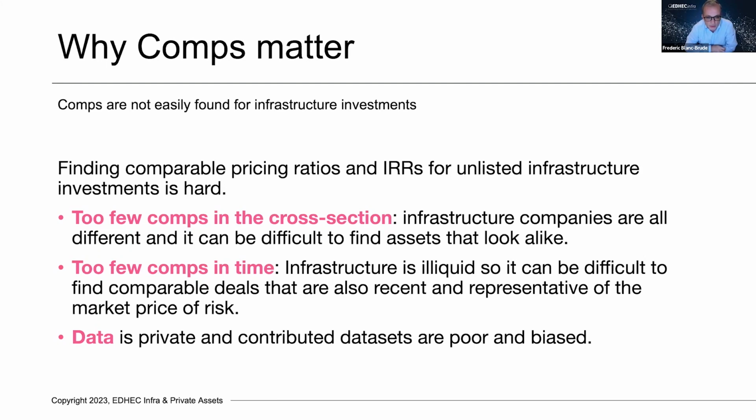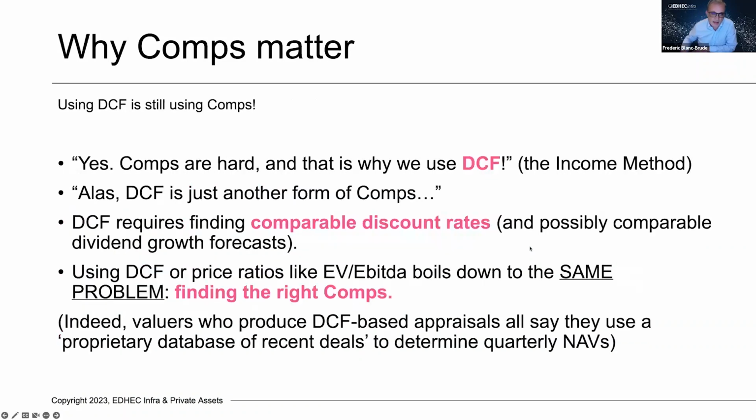So if you start from there, you might think, okay, well, we don't use comps. And that's actually probably why we had such a low level of answers to the second option. Now, yes, comps are hard, and that's why we use DCF, the income method. Alas, I'm afraid that DCF is just another form of comps. And I think that's what the 70% of people who answered the third option actually got. Of course, DCF requires finding comparables as well. You just need to find a comparable discount rate instead of finding a comparable price or price ratio. Using DCF or a price ratio, like EV to EBITDA, boils down to the same problem. So in the end, we can't escape this problem of comps.